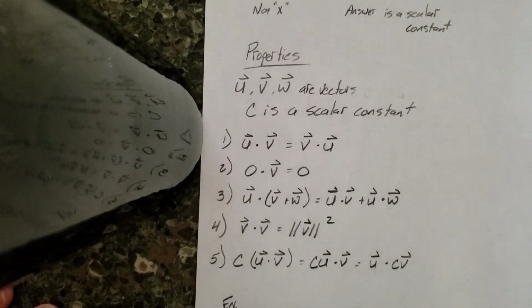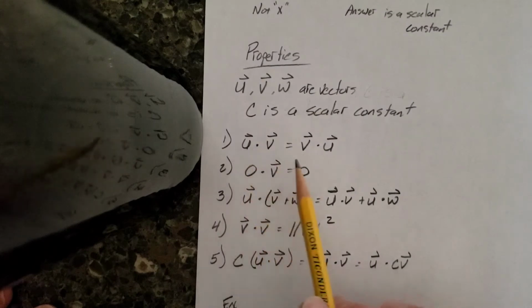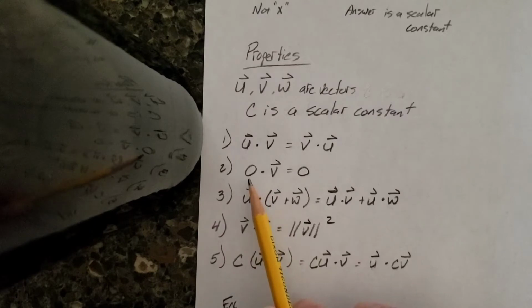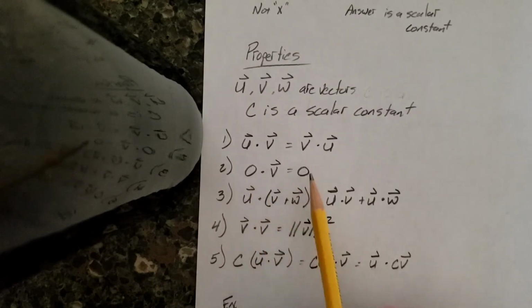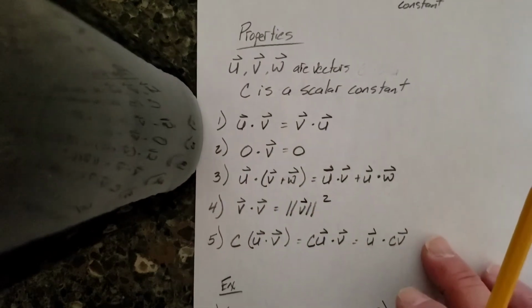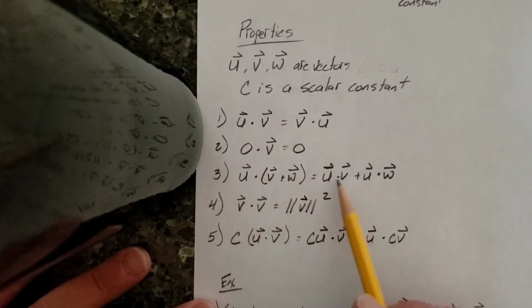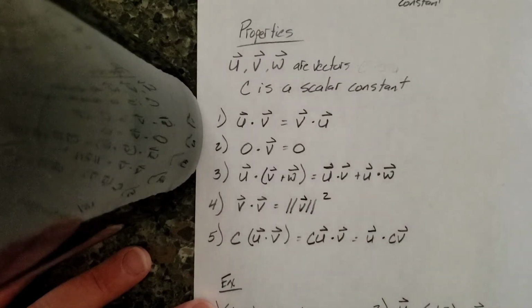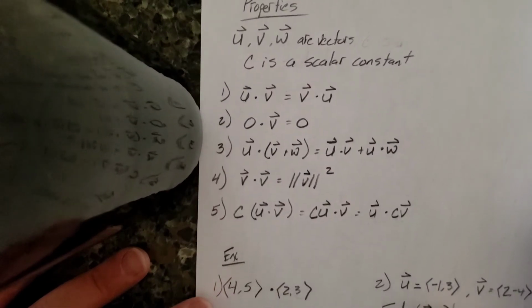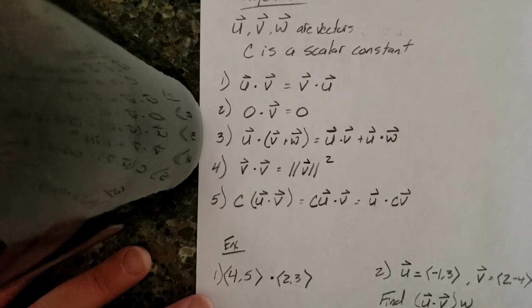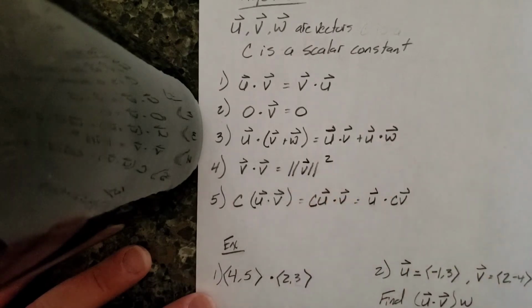So you've got what amounts to the commutative property. U dot v is the same as v dot u, okay? If you multiply a vector times 0, the dot product of 0 and a vector is 0. I keep going. U dot (v plus w) is u dot v plus u dot w. Think distributive property there. If you take the dot product of the same vector twice, it's almost like you're squaring it, so you're getting the magnitude squared.